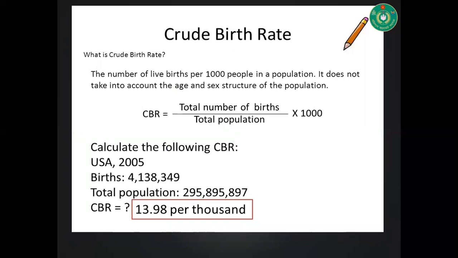Now, crude birth rate. Dear cadets, what is crude birth rate? Crude birth rate, CBR, equals total number of births divided by total population, into thousands. That is the number of live births per 1,000 people in a population. It does not take into account the age and the sex structure of the population.